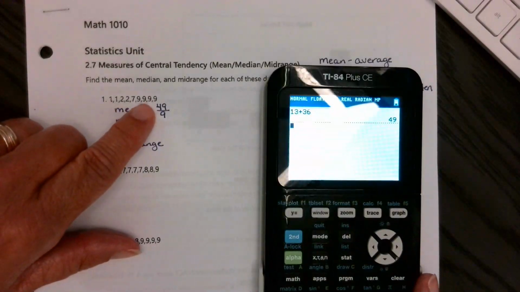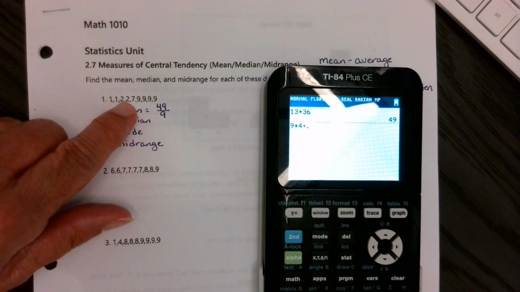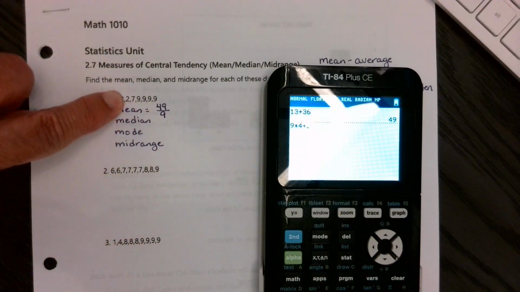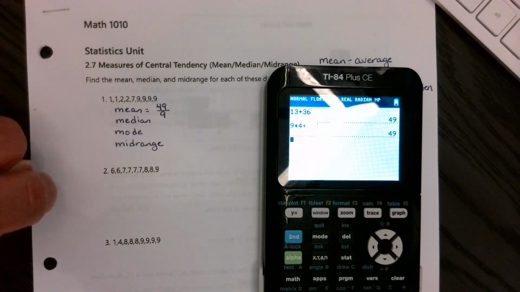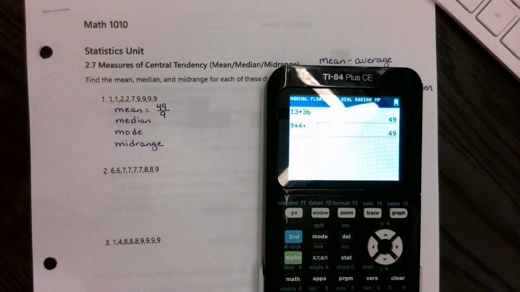So again, let me just double check that 49. So we have 9 times 4 plus another 9. 7 plus 2 is 9. Plus 4. Yeah, we get 49. Now again, you can do 1 plus 1 plus 2 plus 2 plus, you're going to end up with 49. Okay, now we're going to divide it by 9.